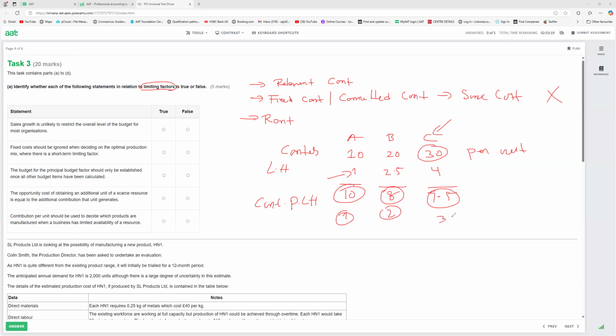So it is very important to understand. The question will try to confuse you with the contribution per unit, so you will choose the wrong one. These two points are very important.